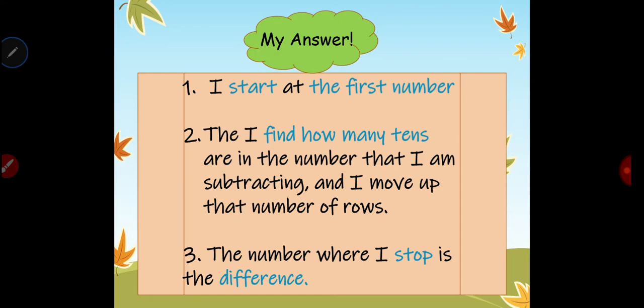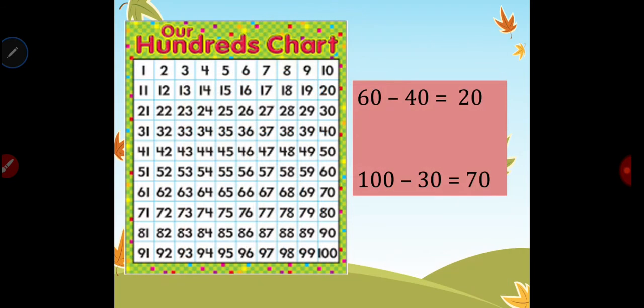Now, this is how we are going to answer. First, I should start at the first number. Then, I find how many tens are in the number that I am subtracting, and I move up that number of rows. The last one, the number where I stop, is the difference. If you can still remember the 100 chart, it will be easy for you to answer some questions.